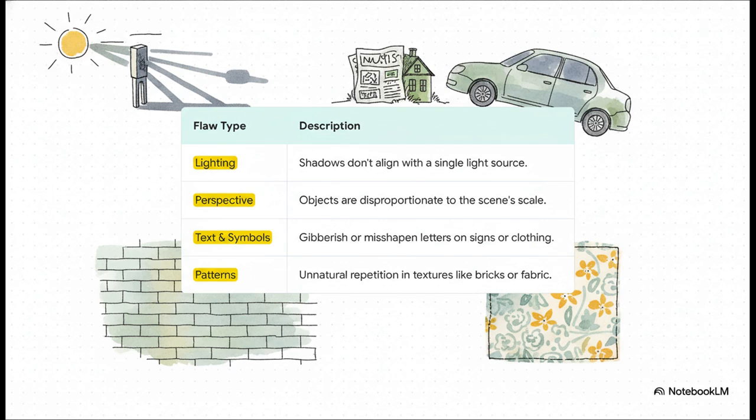And finally, look at patterns. Check out brick walls, tiles, fabrics. AI often gets lazy and just copy-pastes a texture, which creates this weirdly perfect, unnatural repetition. These are the clues that you're looking at something that can imitate our world, but doesn't truly get it.